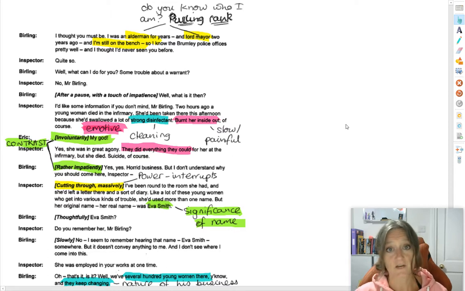Now, back in 1912, she definitely wasn't following Donald Trump's coronavirus advice, so that wasn't why she did it. But it would be a very, very slow, painful death swallowing disinfectant. The caustic soda in a disinfectant would burn your throat and the whole of your digestive tract. It would be a slow, painful death, so it's quite emotive describing it like that. And also quite emotive is that they did everything they could. She was in great agony here, but even though the doctors and nurses did everything, they couldn't revive her.